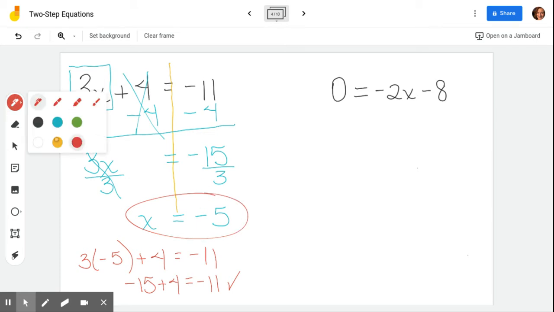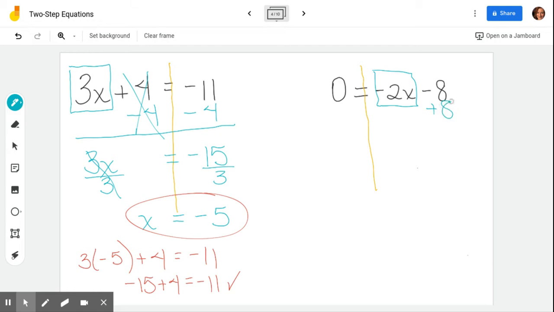Let's do another one. This time the variable's on the other side, but we're still going to treat it the same. So I'm going to split it through the equal sign. I'm going to locate my variable, and I'm going to box the variable term because I can't touch him yet. I need to get rid of that minus 8. The opposite of subtracting 8 is adding 8. And if I do that on the right, I need to do that on the left. And then I'm going to go straight down my column.